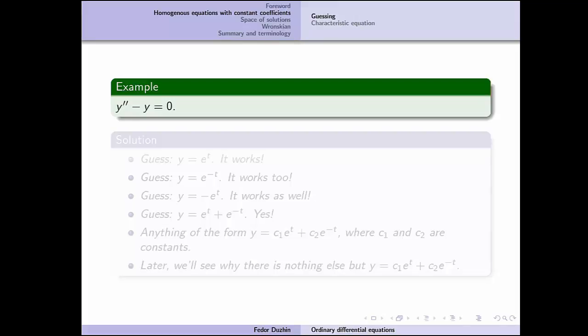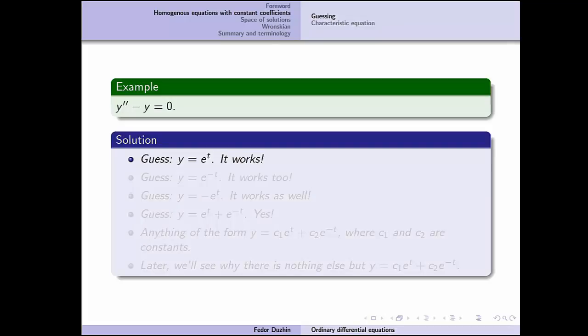Now let us look more closely at homogeneous equations with constant coefficients. So here is the simplest example, the harmonic oscillator. Let's just try to guess the answer.